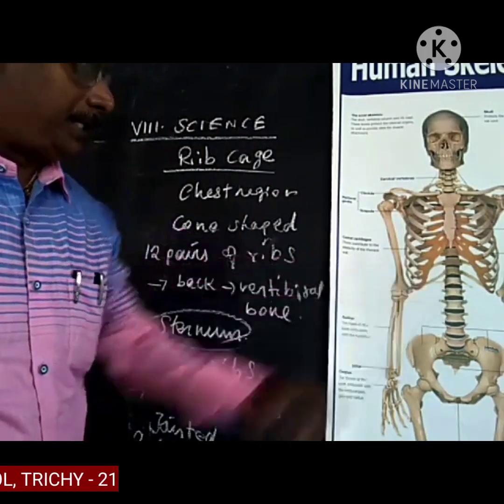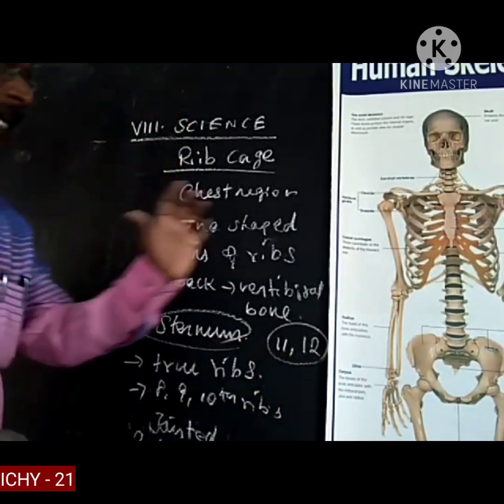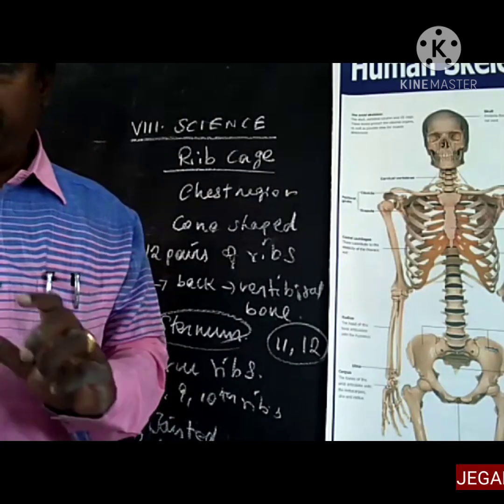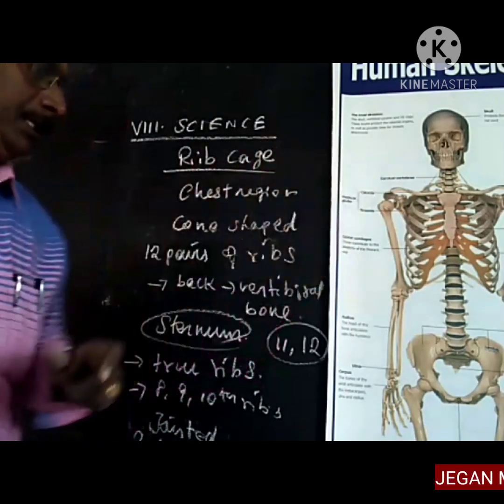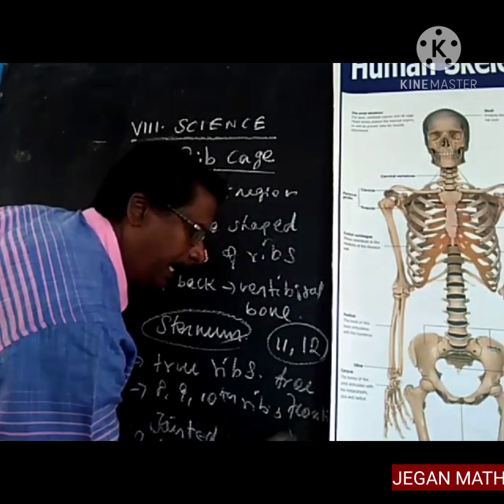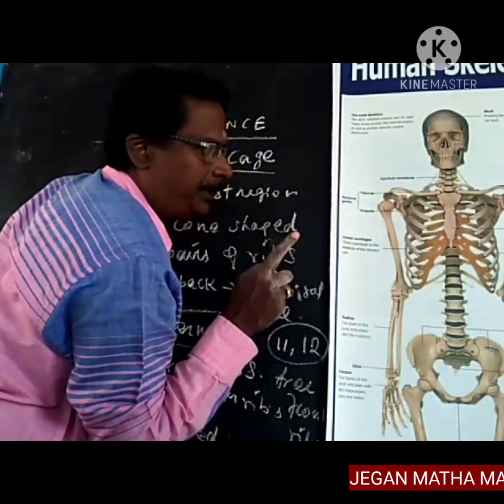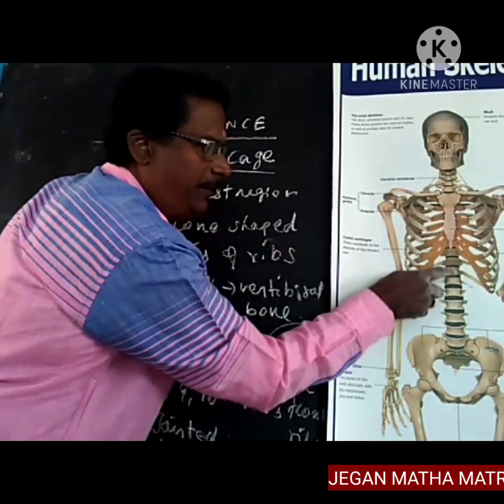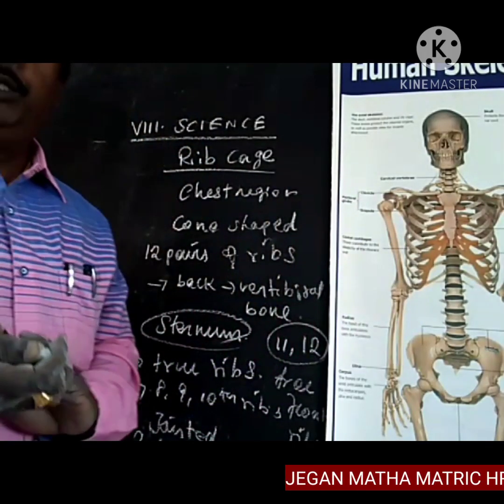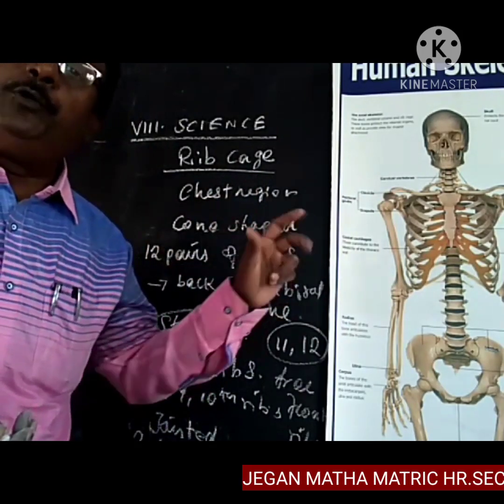The 11th and 12th ribs cannot attach to the sternum, so they are called free floating ribs. Only one end is attached to the vertebral column, and the remaining end is not attached to the sternum.